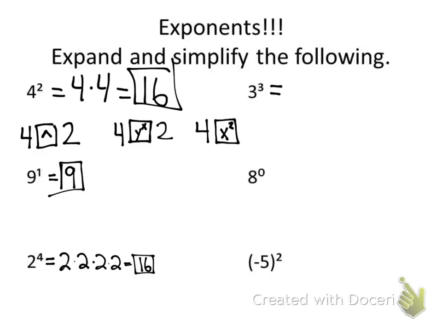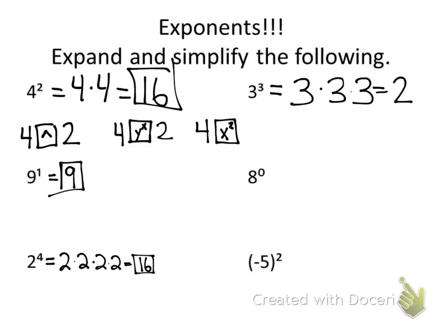Next I have 3 to the third power. That's like having 3 how many times? 3 times. So there's 1, 2, and 3. What is 3 times 3? No, 9 times another 3 is 27.